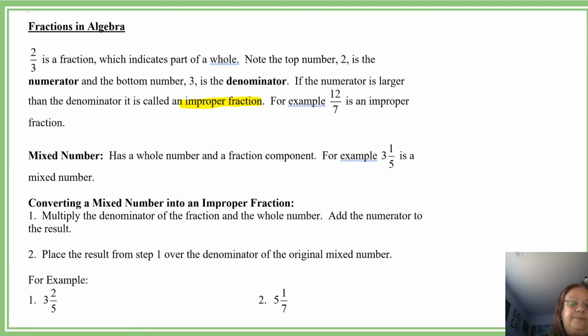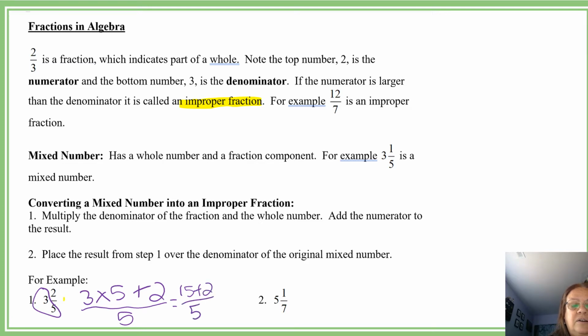All that is saying, oops, I'm still highlighting. There we go. Okay, so all that is saying is I take 3 times the 5, so I multiply those two, and I'm going to add the existing numerator. And then I place the whole thing over the original denominator. So 3 times 5 is 15. So now I have 17/5.